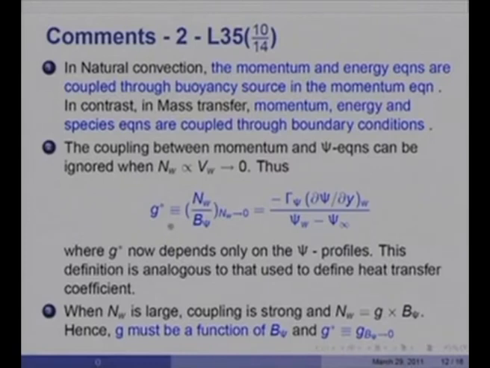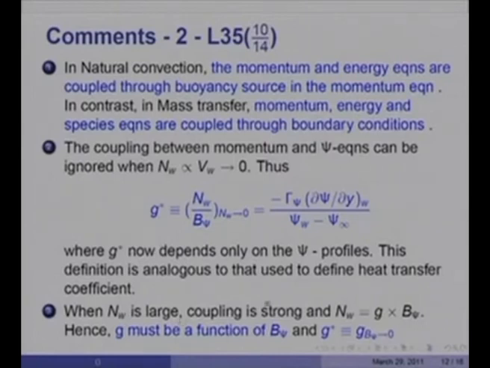So likewise we say that the g star, which is the mass transfer coefficient at vw equal to 0, is gamma minus gamma psi d psi by dy at w divided by psi w minus psi infinity. So the two definitions are now analogous, and now you can see why we have been calling g the mass transfer coefficient.